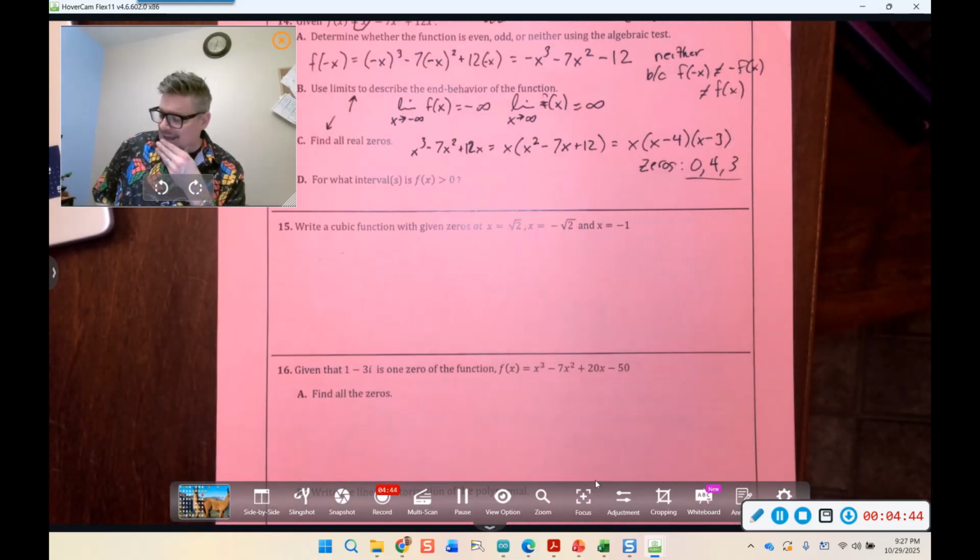So where is this function positive? Okay, well, let's see.